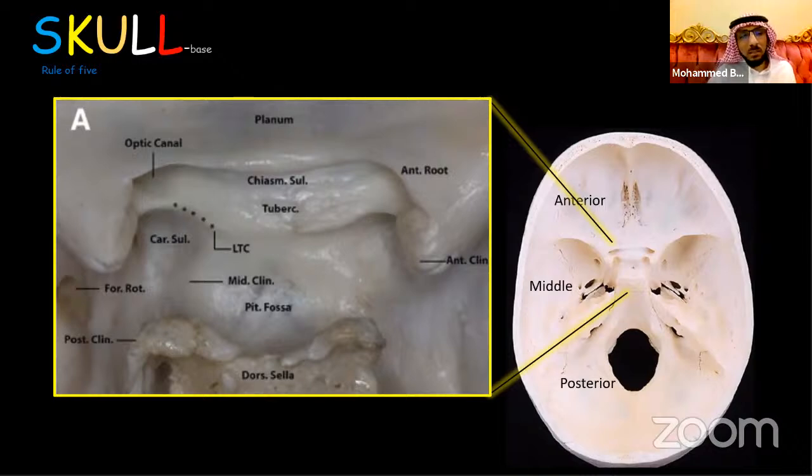These areas are part of the middle fossa, located in the middle, starting from anterior to posterior with the planum. In the middle of the planum, there is an elevation of the bone called the jugum. And then you have a connection between the two anterior roots of the anterior clinoid, that is the limbus, the chiasmatic sulcus, and behind that the tuberculum.